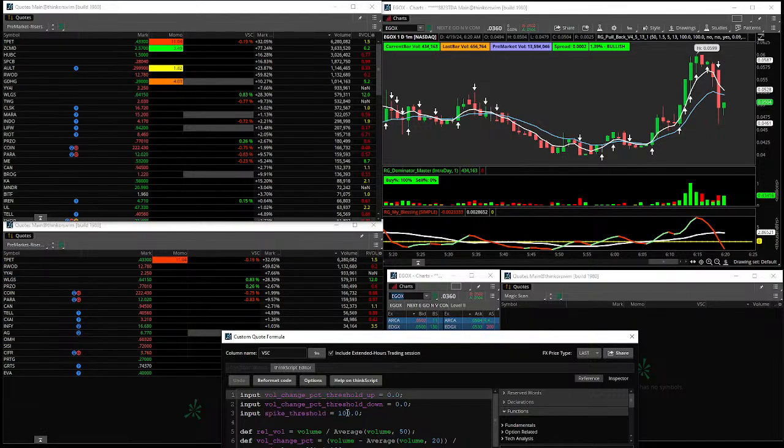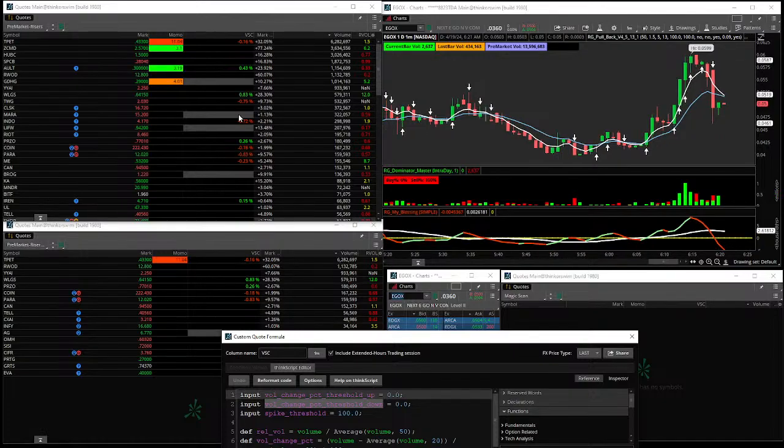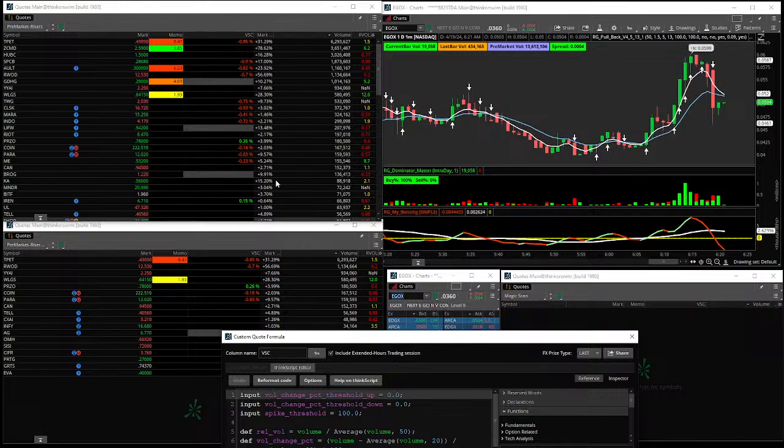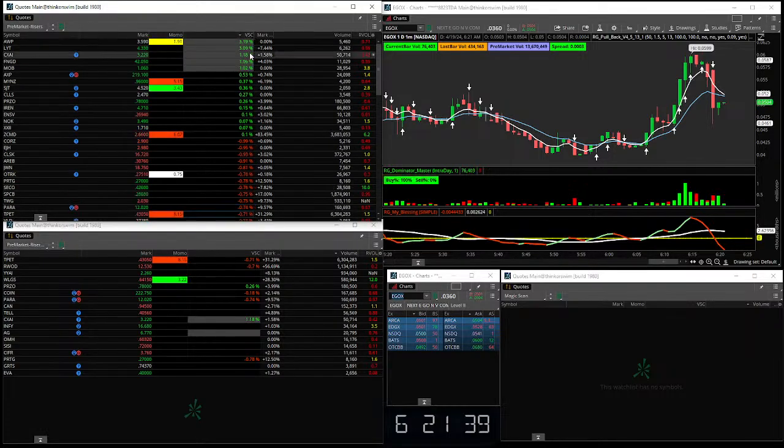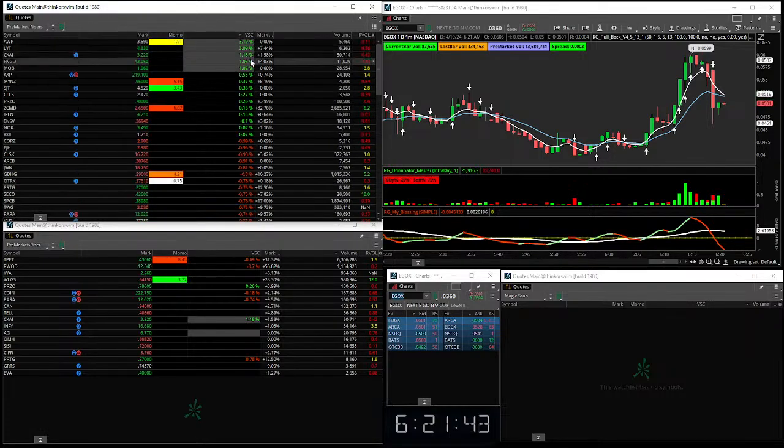This spike threshold down here is when do you want this gray color to pop in? So if they exceed 100, which is 1%, it's going to highlight a gray background. And these are highlighted because they previously moved, but they're not currently moving. So these are my settings on my VSC. And that C stands for color. So when I sort by the volume spike, you will see those that are over 1% are being highlighted with a dark gray background.